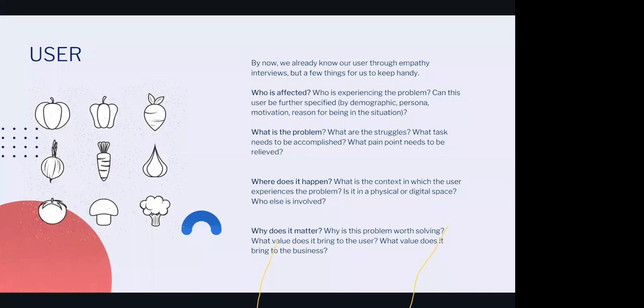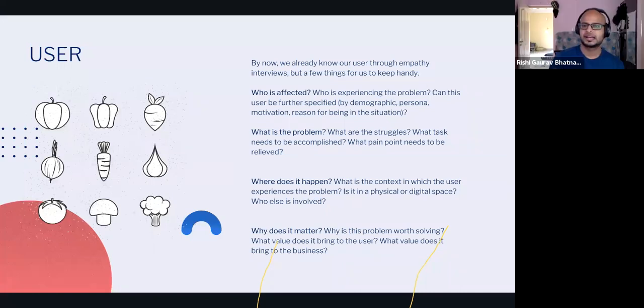Okay. All right, so we go a little bit deeper into problems. Where does it happen? So where's the physical context? Is it happening in a city? In a town? In a room? At a house? In a particular district? In the entire country? Where does it happen, and why does it matter?